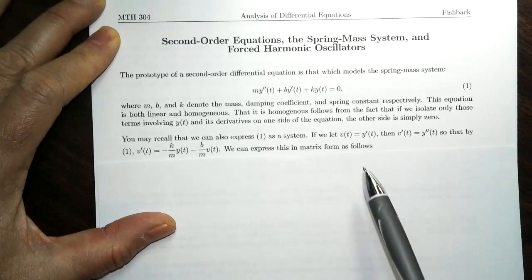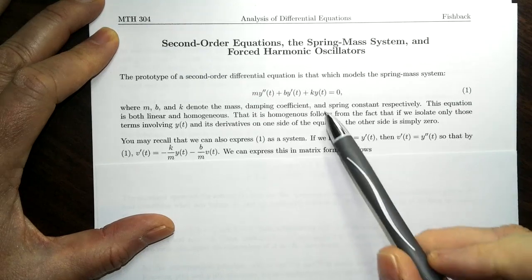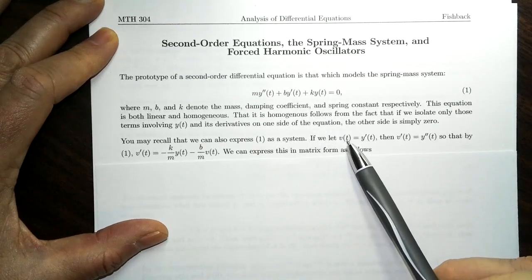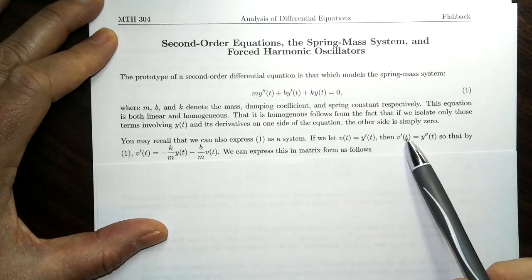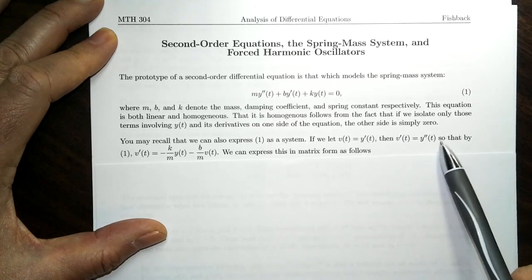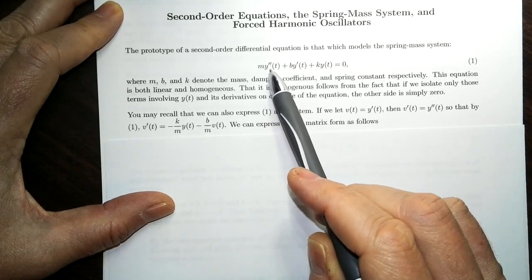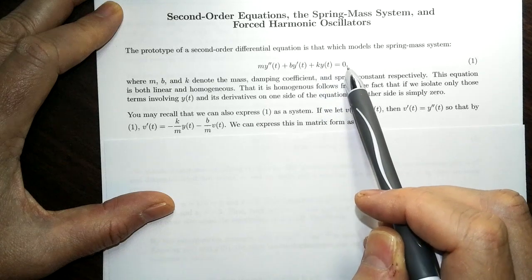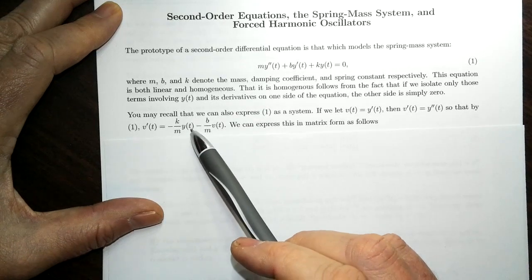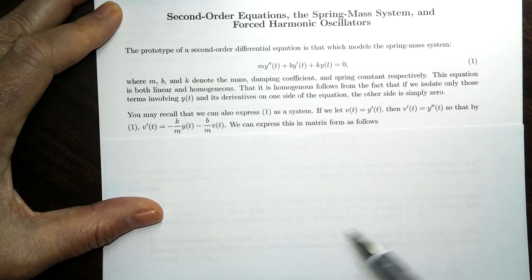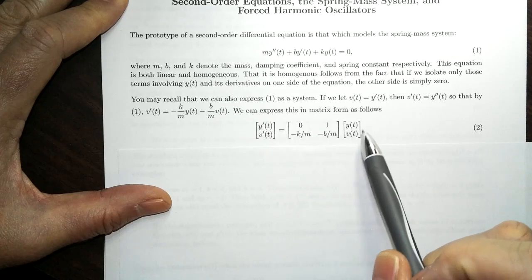And you may recall that we can actually express the second order equation as a system, and we've done that several times. So if y denotes the displacement of the spring, we can let v denote its velocity. So v is y prime, which means that v prime, which is the acceleration, is the same as y double prime. So if we take this equation and solve for y double prime and divide everything by m, that means that y double prime, which is v prime, would be minus k over m times y minus b over m times v. That means we can express this second order equation in matrix form in this manner.